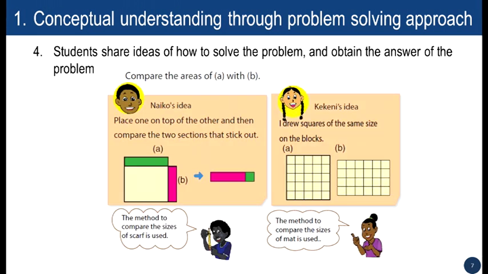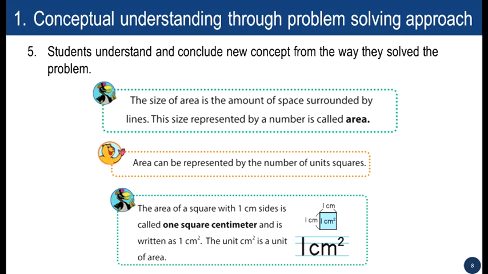Step 4, where students share ideas of how to solve the problem and obtain the answer. Here is the example, where we have Naiko's idea and Kekeni's idea. Step 5, students understand and conclude new concept from the way they solve the problem. Here is the example.